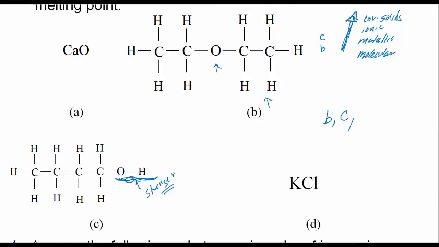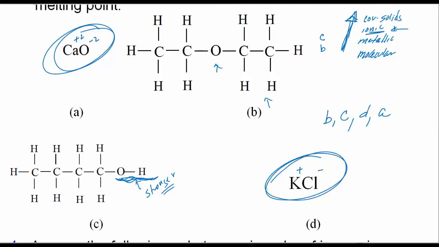Now we got to pick between D and A. They're both ionic. But look at the difference. The charge is a lot stronger with calcium oxide. So D would be next, and then A. Because those plus 2 and minus 2 charges are more strongly held together than plus 1 and minus 1 charges.